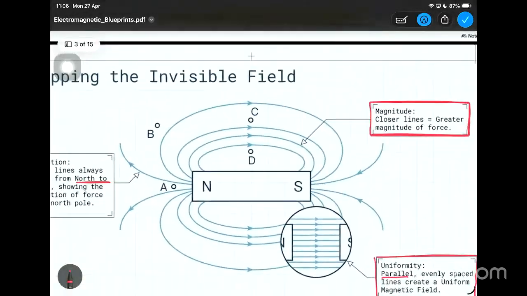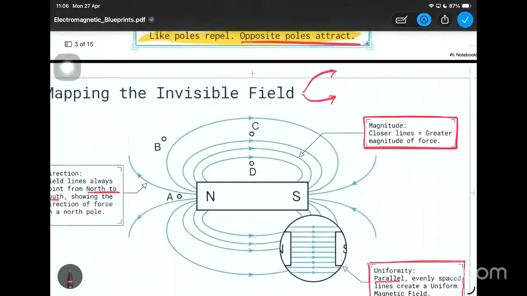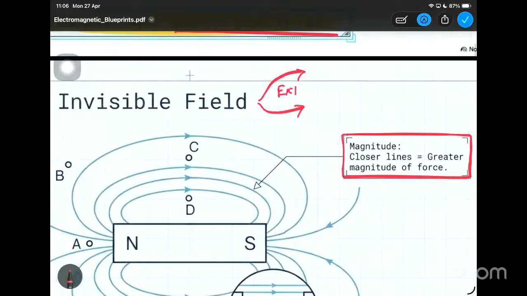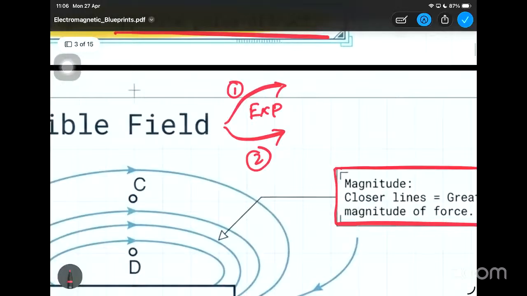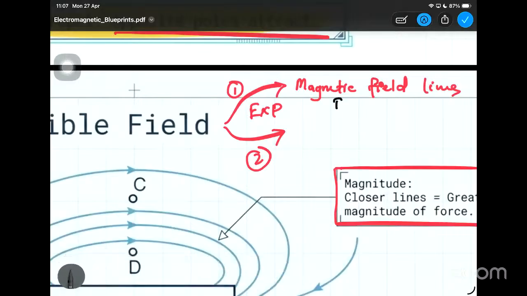Before going into the next one, in order to identify these magnetic fields, we are doing some experiments, right? So experiment one, experiment two. When it comes to the experiment, if it is just to observe the magnetic field lines, then we are using the iron filings, right? So try to remember what you call that experiment.